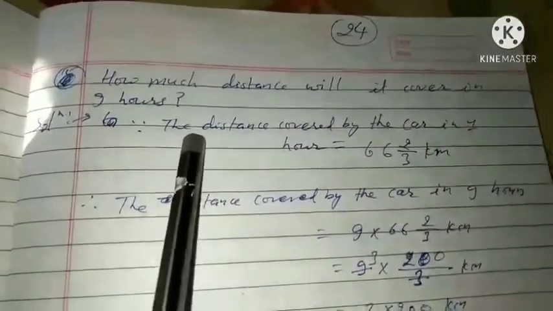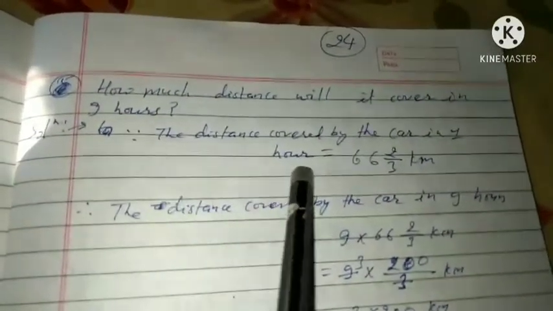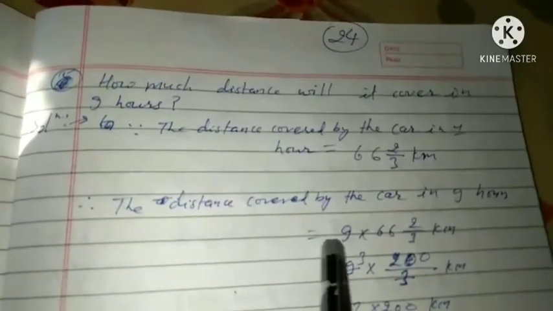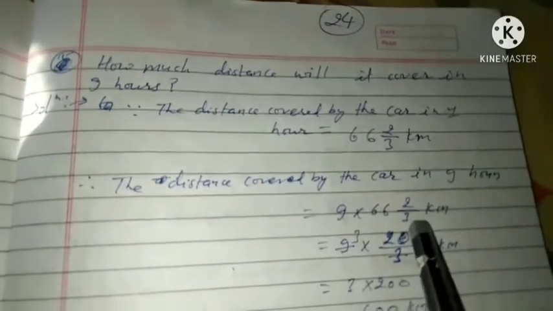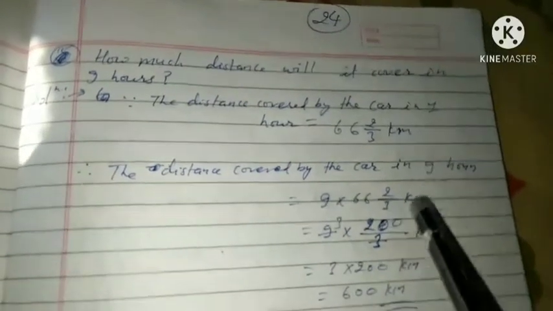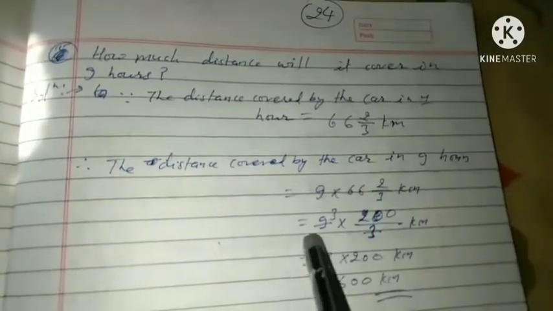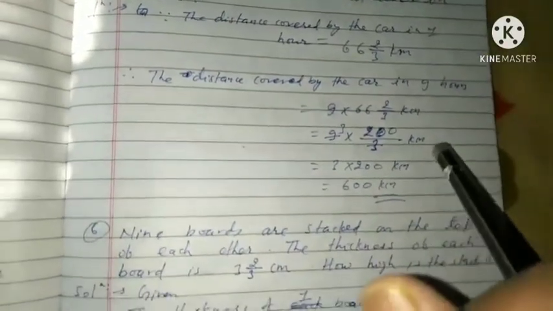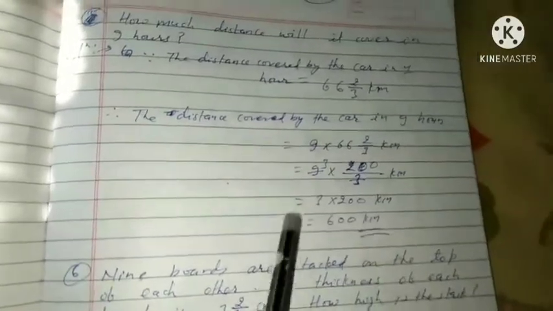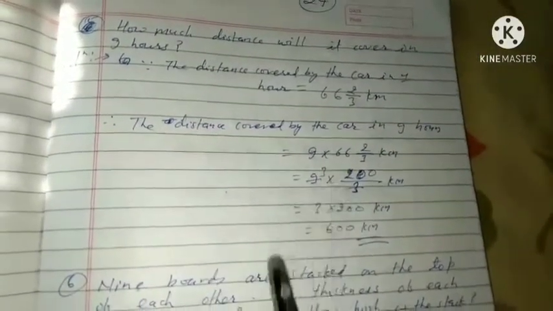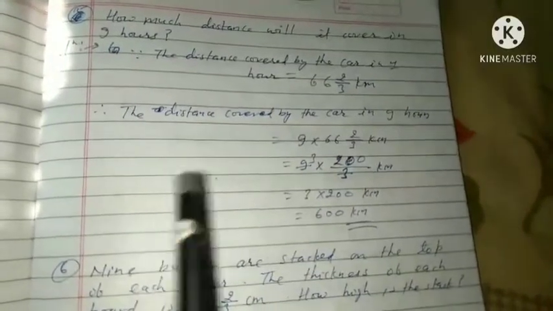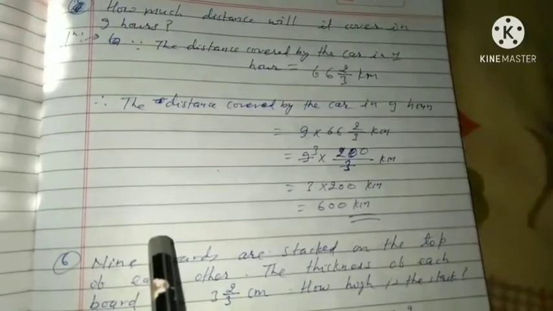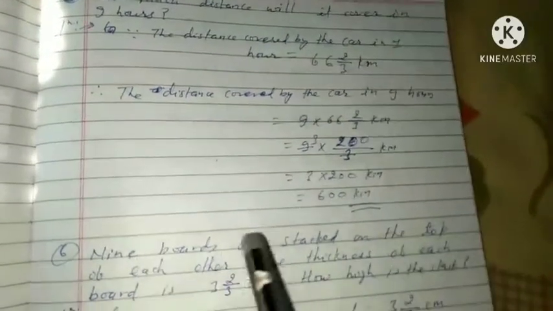So in the solution, we'll start with, since the distance covered by the car in 1 hour is equal to 66 and 2 by 3 km, therefore the distance covered by the car in 9 hours is equal to 9 into 66 and 2 by 3 km. On converting this, we get 9 multiplied by 200 divided by 3 km, and that results in 600 km as the answer. So this is the distance covered by the car in 9 hours if it moves with a uniform speed of 66 and 2 by 3 km per hour.